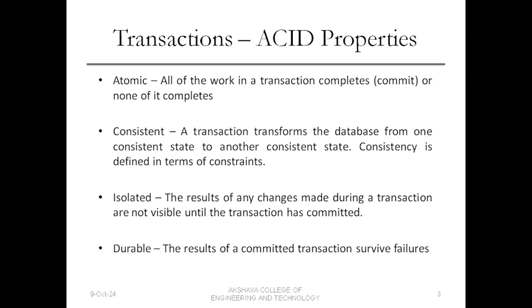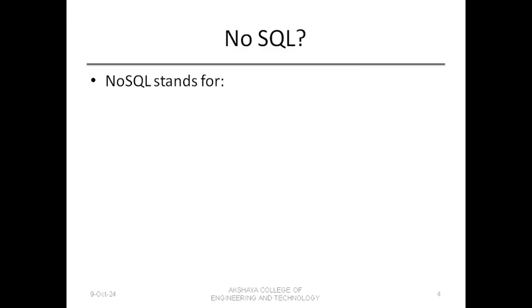Durability: in case of failure, the transactions and the data are still consistent and committed. That is ensured by durability. So in RDBMS, we follow ACID properties.